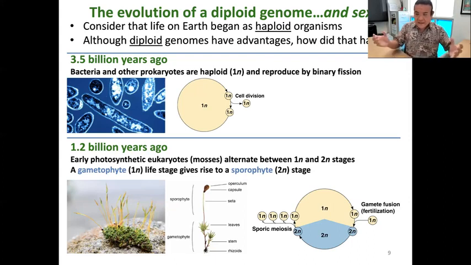So where did diploid genomes come from? How did that happen? So let's look at this. 3.5 billion years ago, bacteria and other prokaryotes were haploid. They were 1N, and they just reproduced by binary fission. When the time came, they just split, and you end up with two cells that are both 1N.